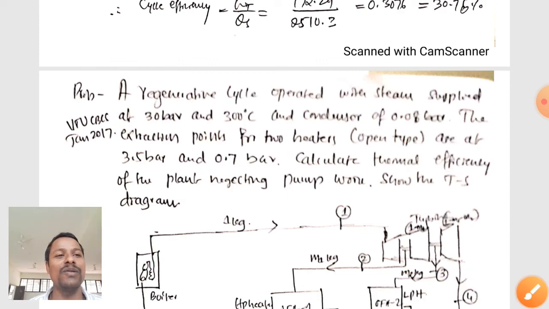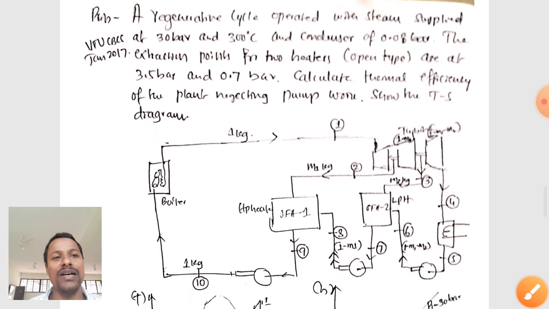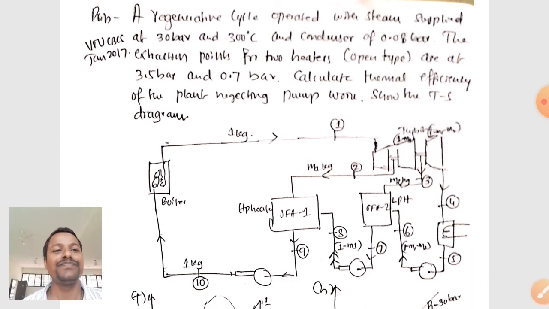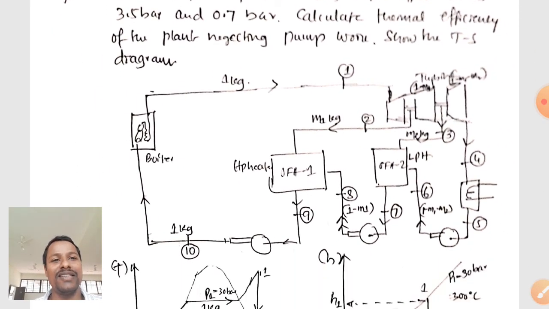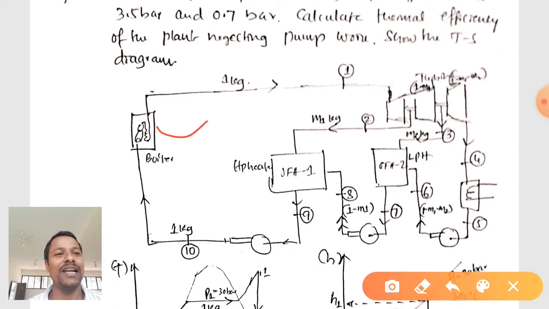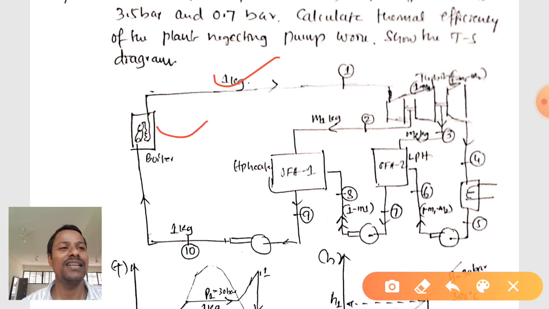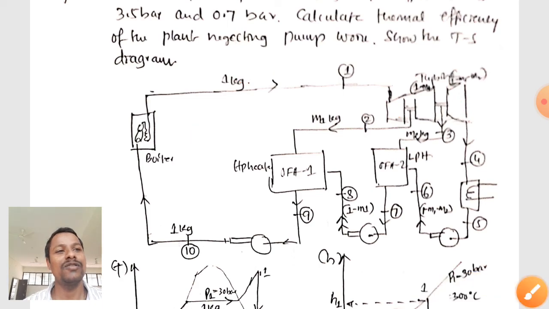It is a simple problem, which has appeared repeatedly in your VTU question papers. Let us recall and represent the given data on the schematic diagram. Here we have the boiler and 1 kg of water enters into the turbine stage 1. Whenever 2 open feed water heaters are used, there are 3 stages of the turbine, as we know from the theory. This is the first stage, this is the second stage, this is the third stage.